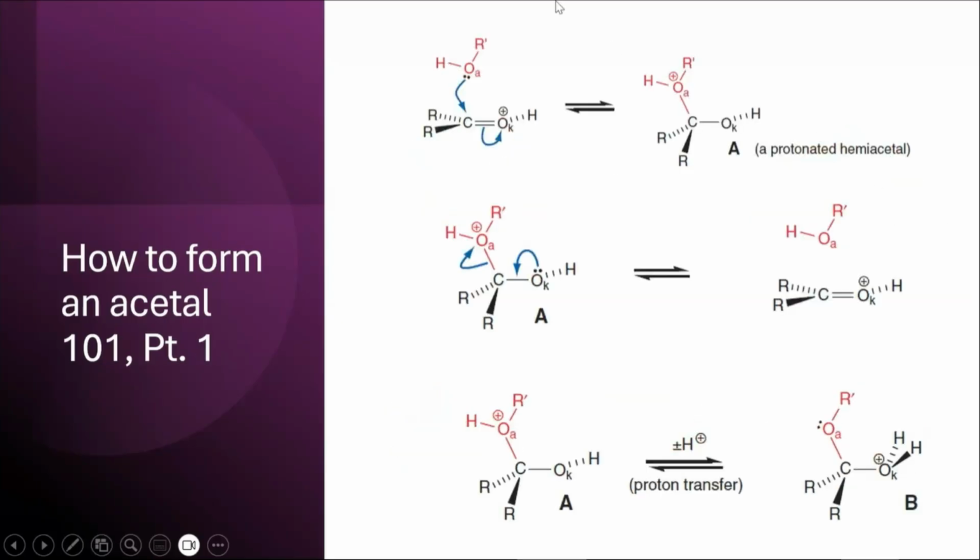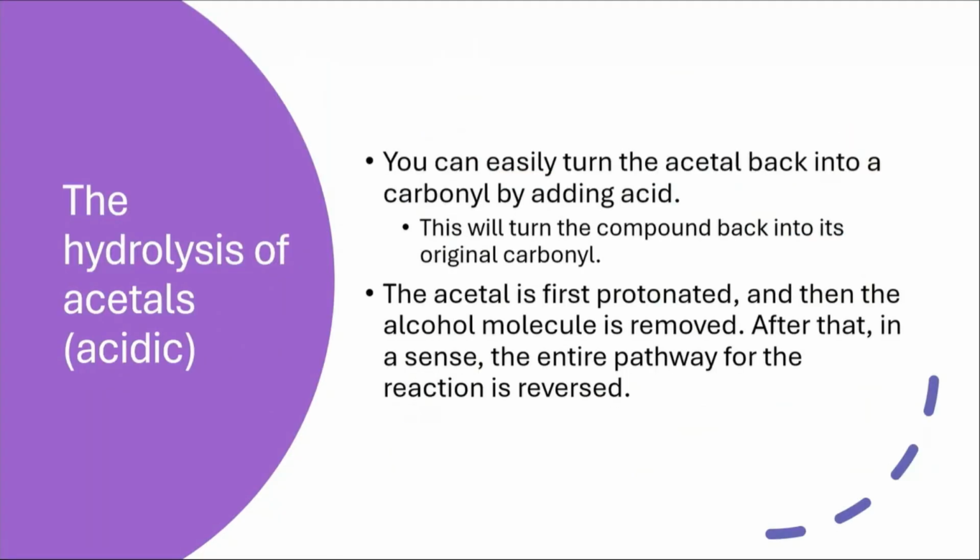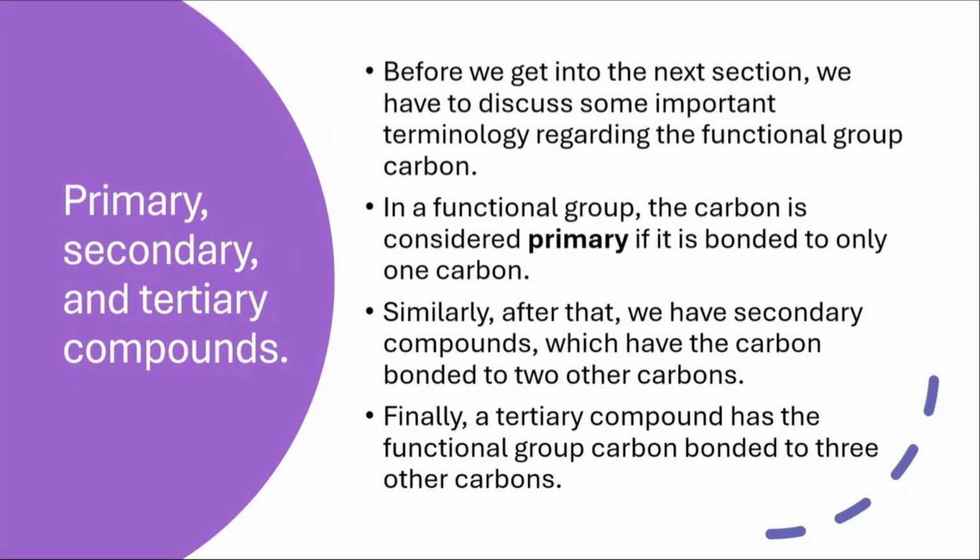So even though it is a bit hard to memorize, just know if we react the carbonyl group with acid and alcohol, then we will end up forming an acetal, which can be extracted. It should be hydrolyzed in acidic conditions. So, in fact, you can turn that acetal back into the original carbonyl by just adding acid. So the acetal is first protonated, and then we have an alcohol molecule that's just removed. And after that, in a sense, that entire pathway for the reaction is just reversed, and we end up getting the original carbonyl.